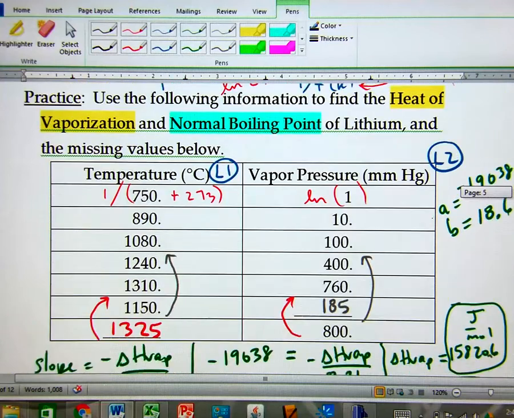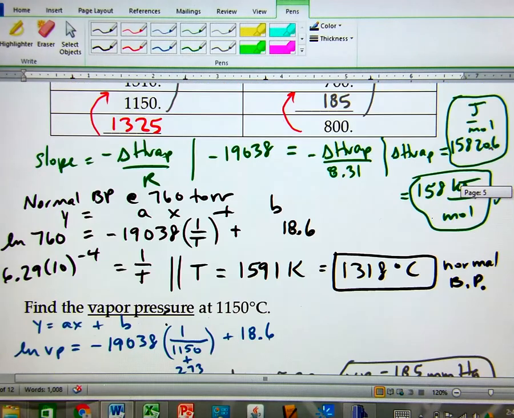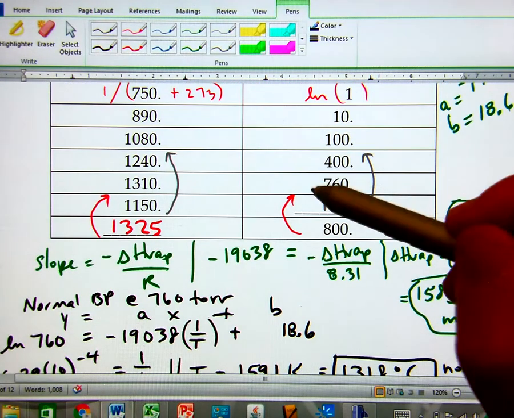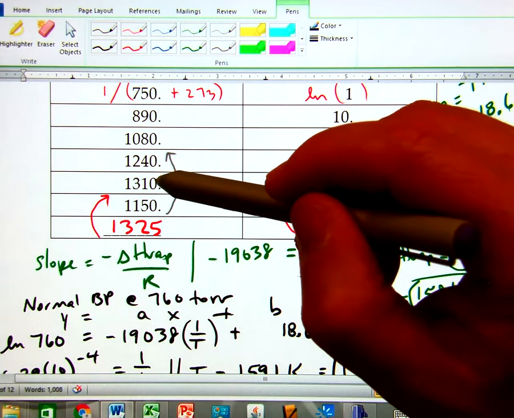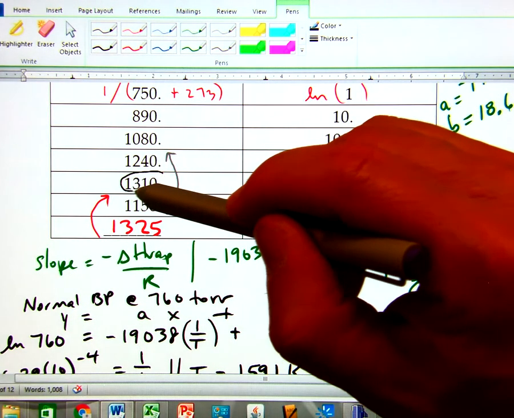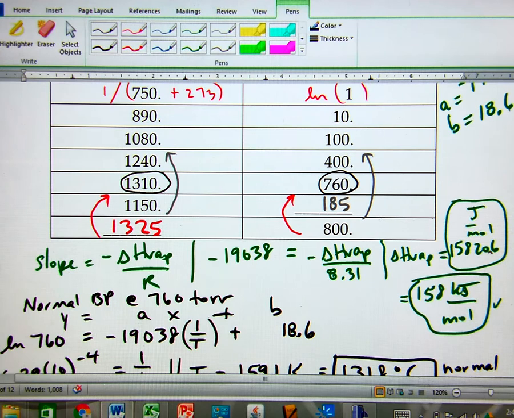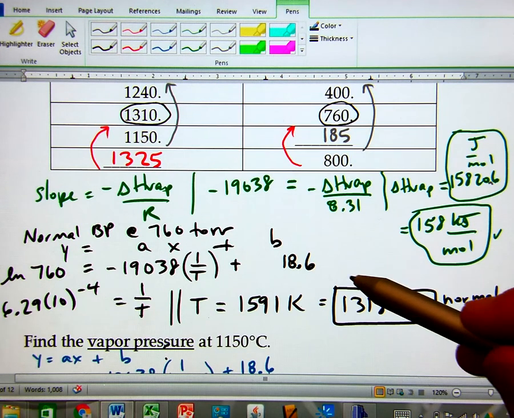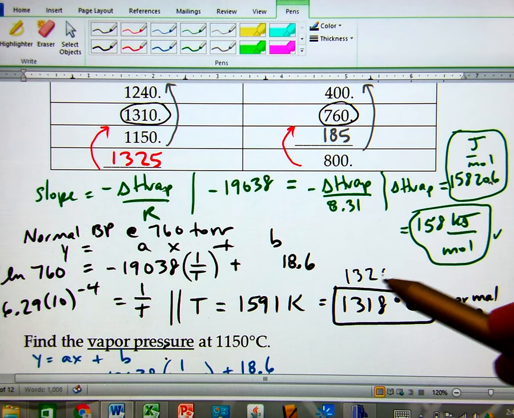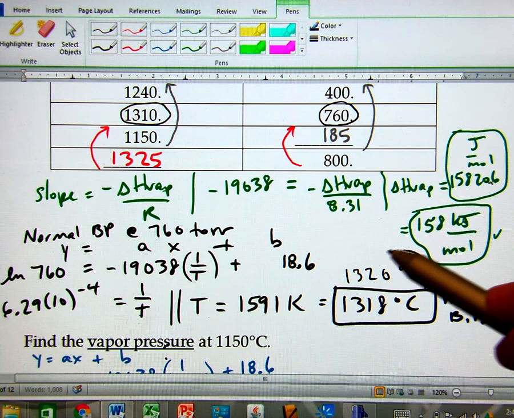Now let's take a look and see if that makes sense, and guess what? It's pretty close because in our data we actually had a 760 in the data, which usually will not happen if they ask you for the normal boiling point. And this is 1310, and within rounding, 1310 and 1318, this would round to 1320, and if you rounded this to 1320 within sig figs, that's going to be okay.